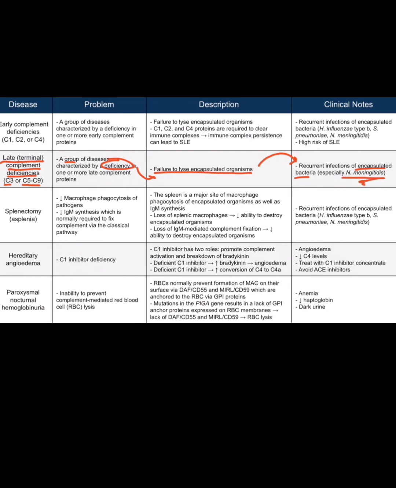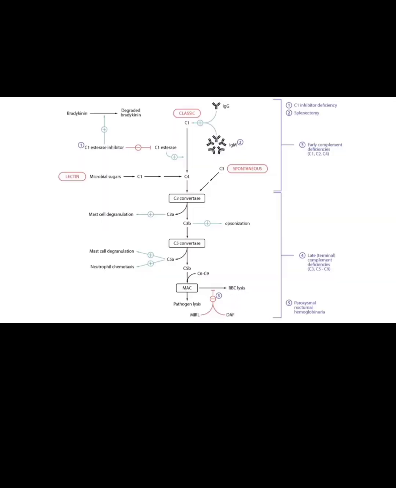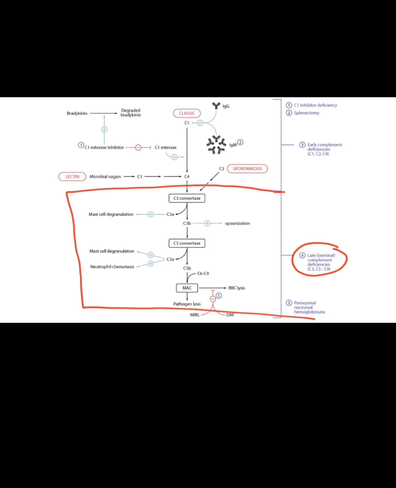flu or strep pneumo. So we can see late or terminal complement deficiencies written here, and this generically refers to anything from the C3 convertase and onward. Once again, in these patients, MAC won't be formed, you won't be able to lyse encapsulated organisms, but you're really only concerned with Neisseria infections. Now, the reason they don't get strep pneumo or H. flu type B infections is not perfectly clear. So I'm going to stress this again. The main clinical outcome of late complement deficiencies is infections with Neisseria meningitidis.